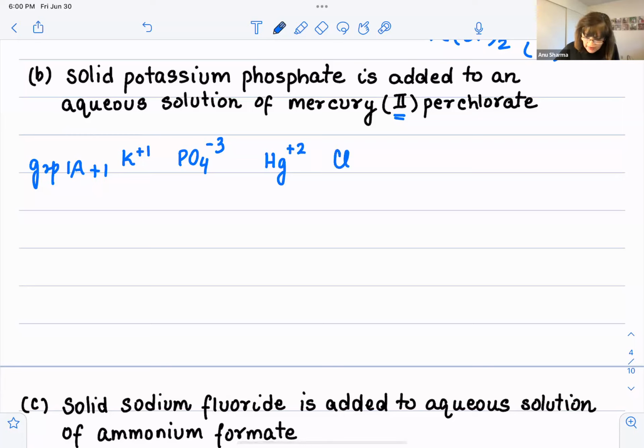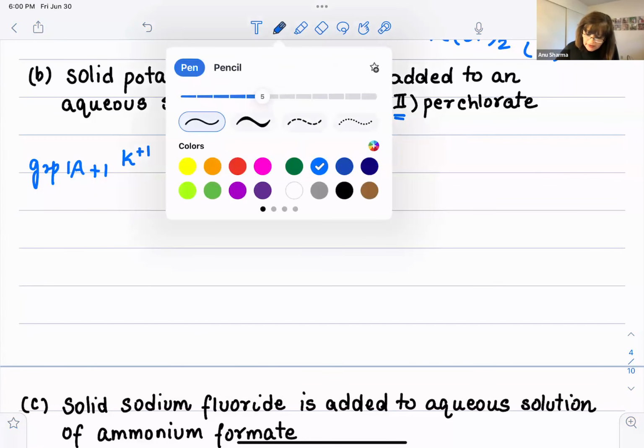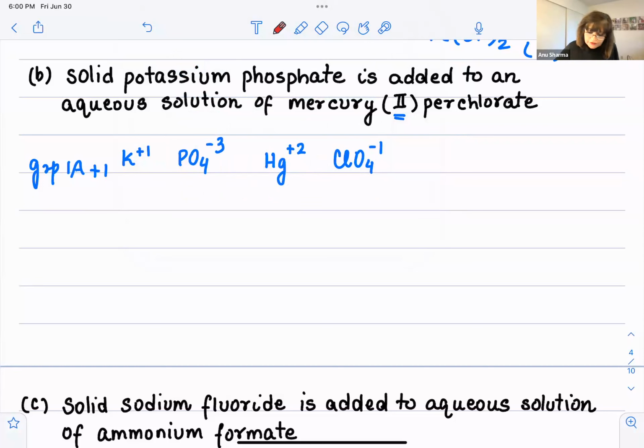Perchlorate is ClO4 -1, a polyatomic ion. You need to recognize them, or they are listed in the handout and you can always cross-check. This number comes here and this number goes there. So this is how they will form the solids, right? But we are going to now see their products.